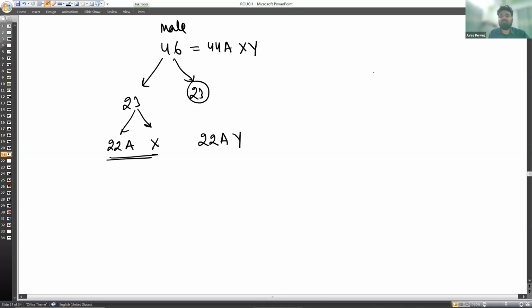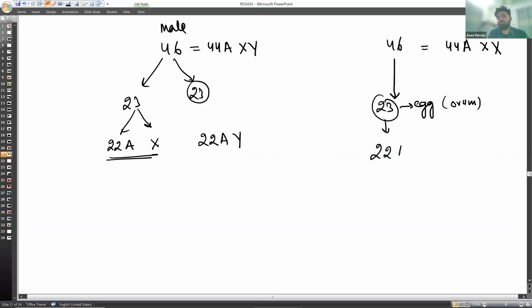Human females also have 46 chromosomes, out of which 44 are autosomes and XX are the sex chromosomes. They produce the eggs. Since they have XX only, they are not going to have different kinds of eggs. The egg or ovum has 23 chromosomes: 22 autosomes and one X.